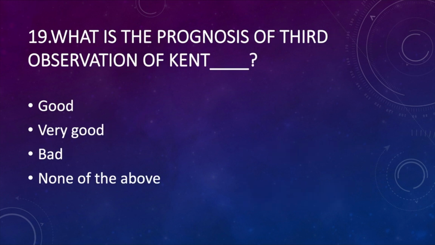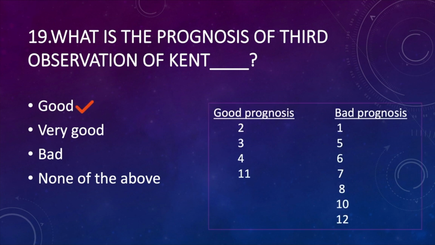What is the prognosis of third observation of Kent? Option A, good. Option B, very good. Option C, bad. Option D, none of the above. Answer: option A, good. Good prognosis at observation number 2, 3, 4 and 11. Bad prognosis 1, 5, 6, 7, 8, 10 and 12.